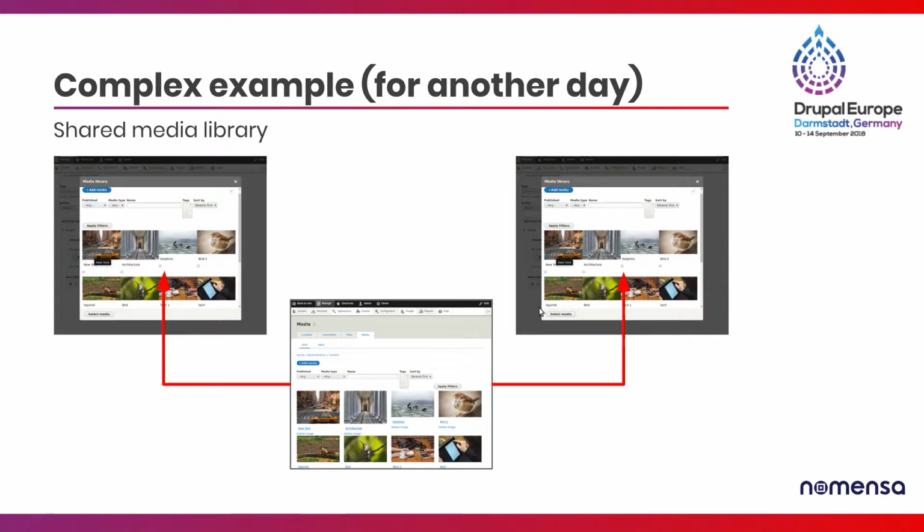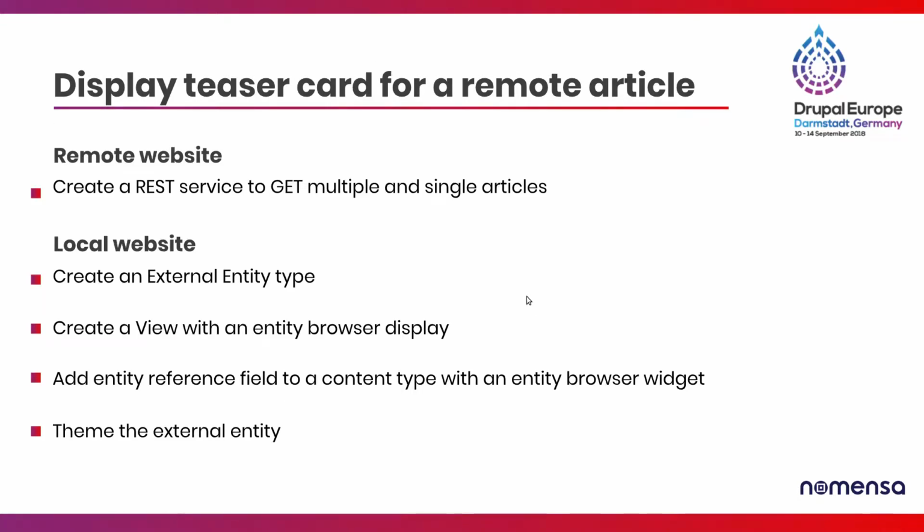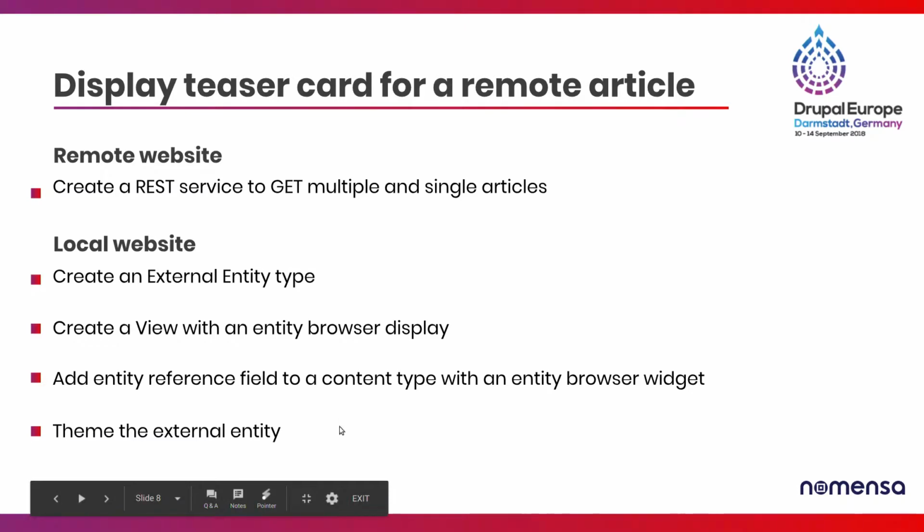But it's definitely achievable. So the steps today will be to create our remote website service, just creating a view of articles, and then on our local website, creating the external entity type. I want to create an entity browser so an editor can look at all the articles that they can select from before placing it on their page. So that's these two steps, and I want the ability to theme the entity, although I don't really do that here.